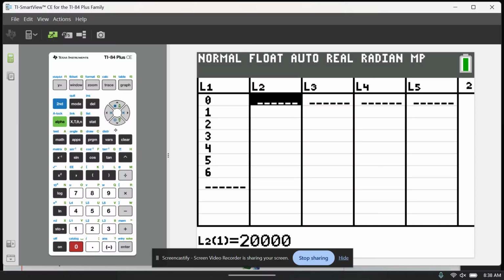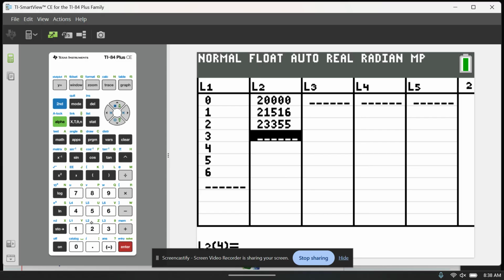So putting that data in there: 21,516, 23,355, 24,885, 27,484, 30,053, 32,622. Make sure you got your data in there. Make sure you didn't transpose a number or something like that, because that changes it to a different set of data if you do.